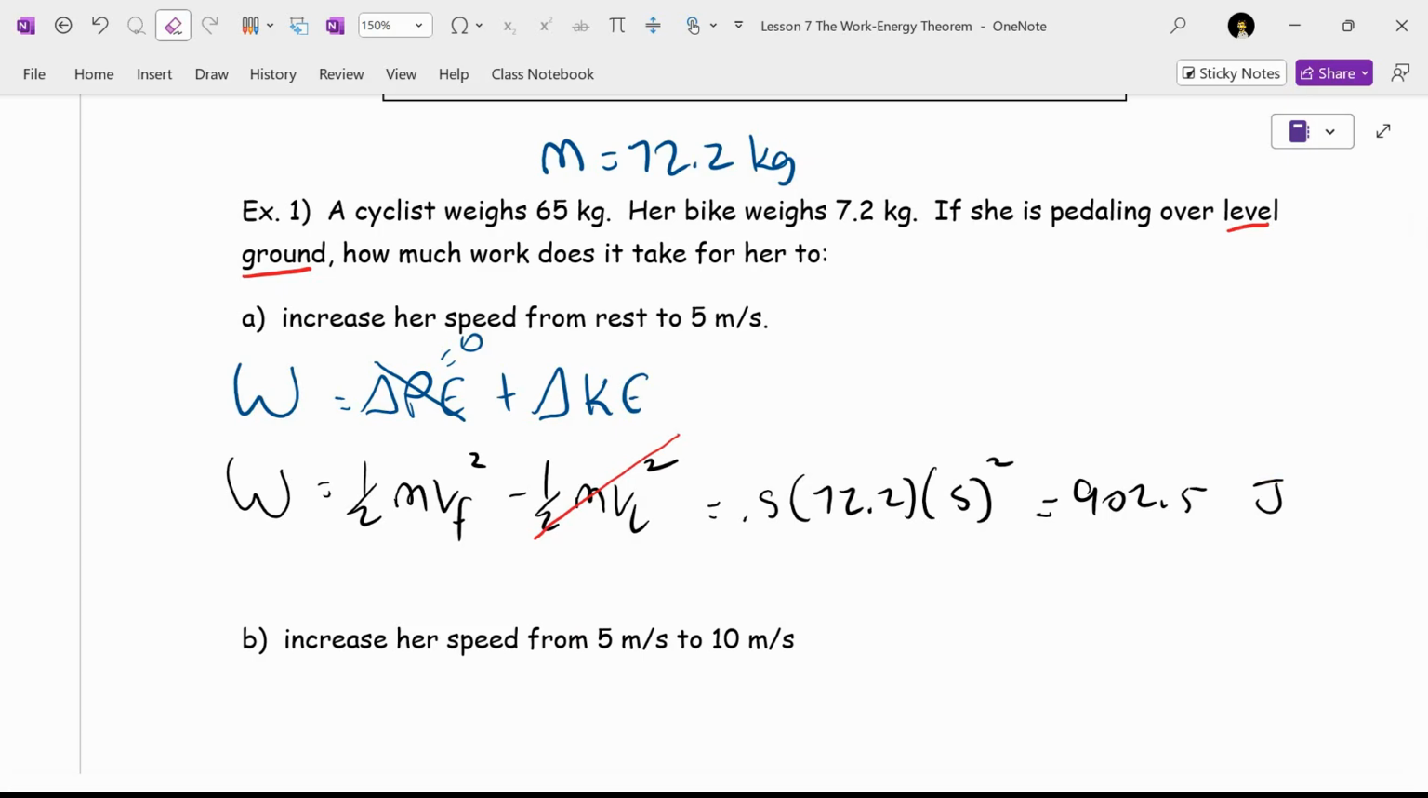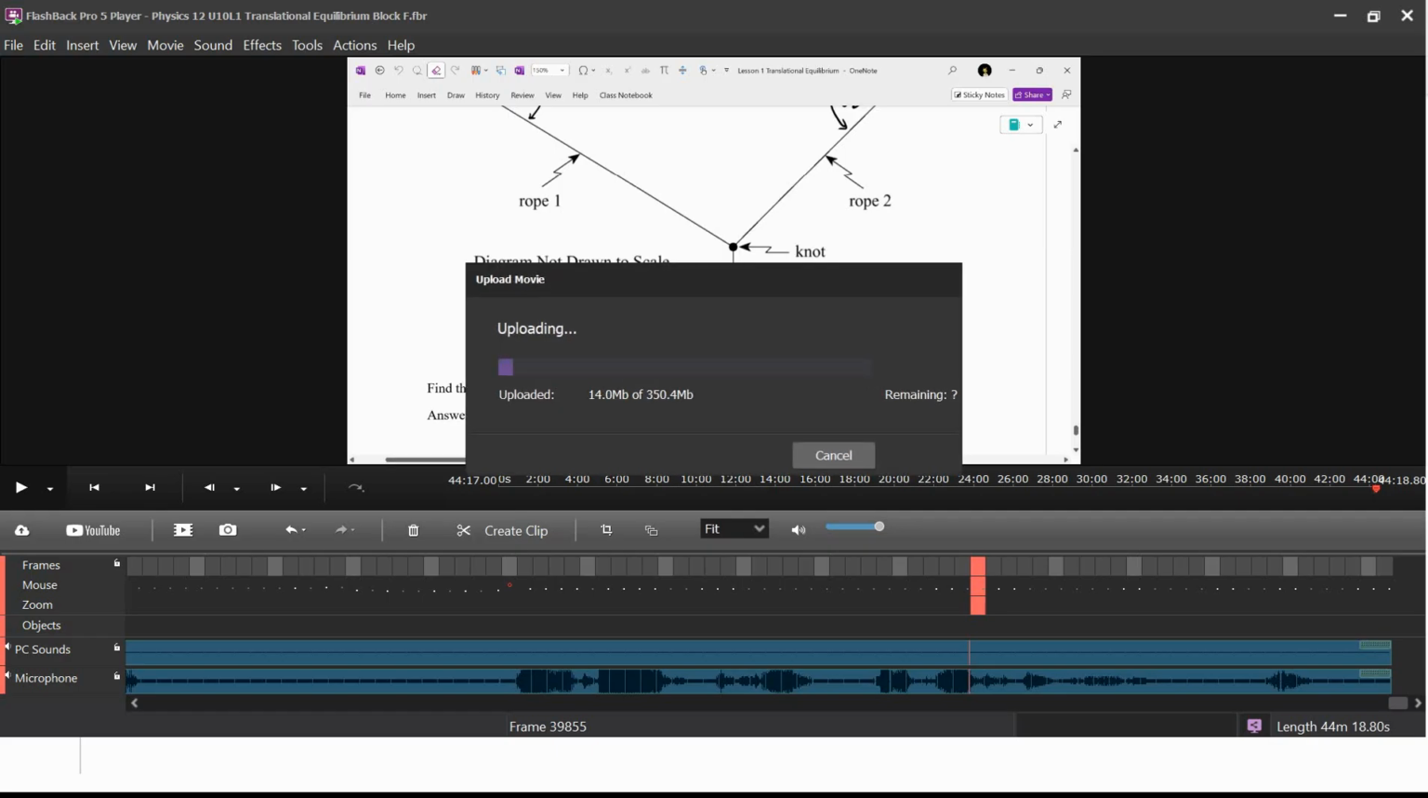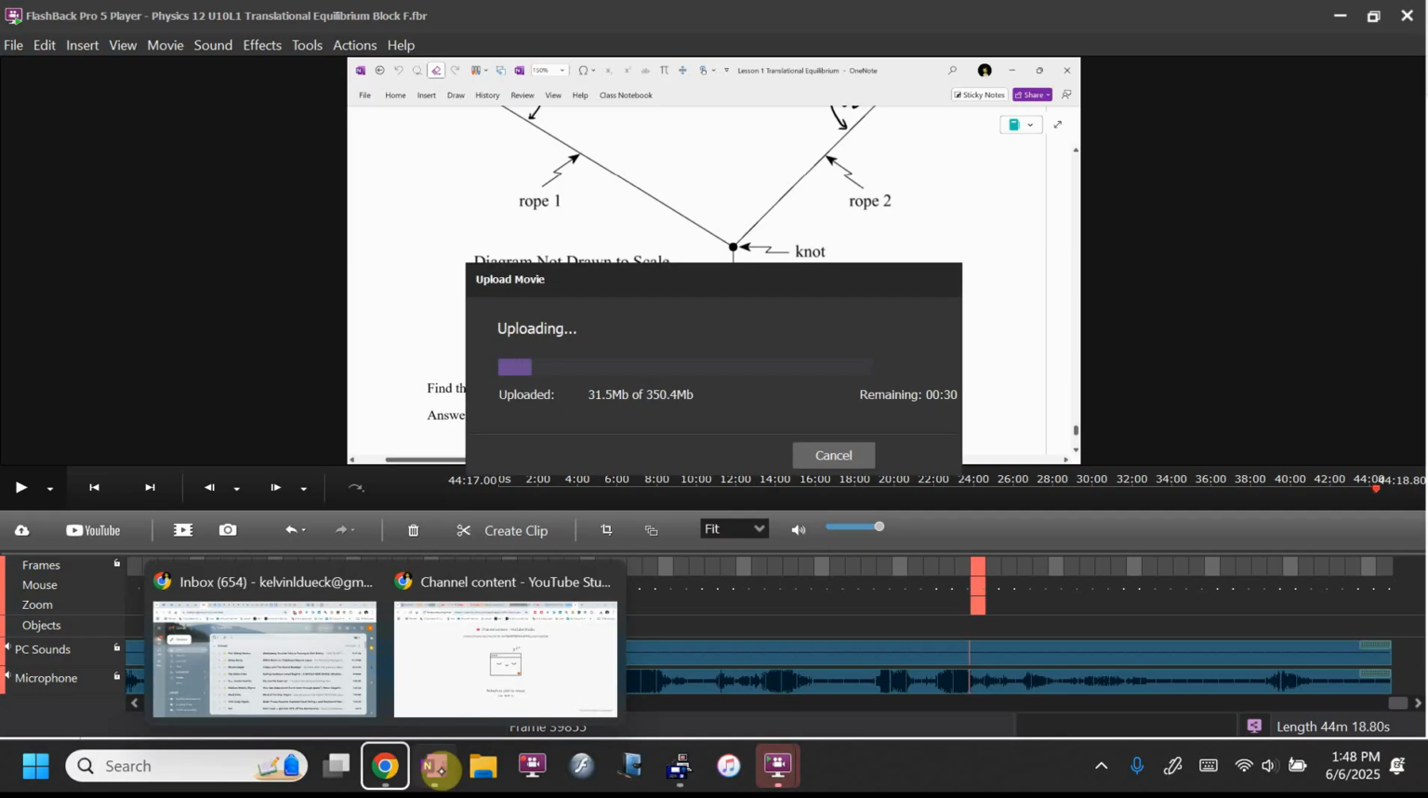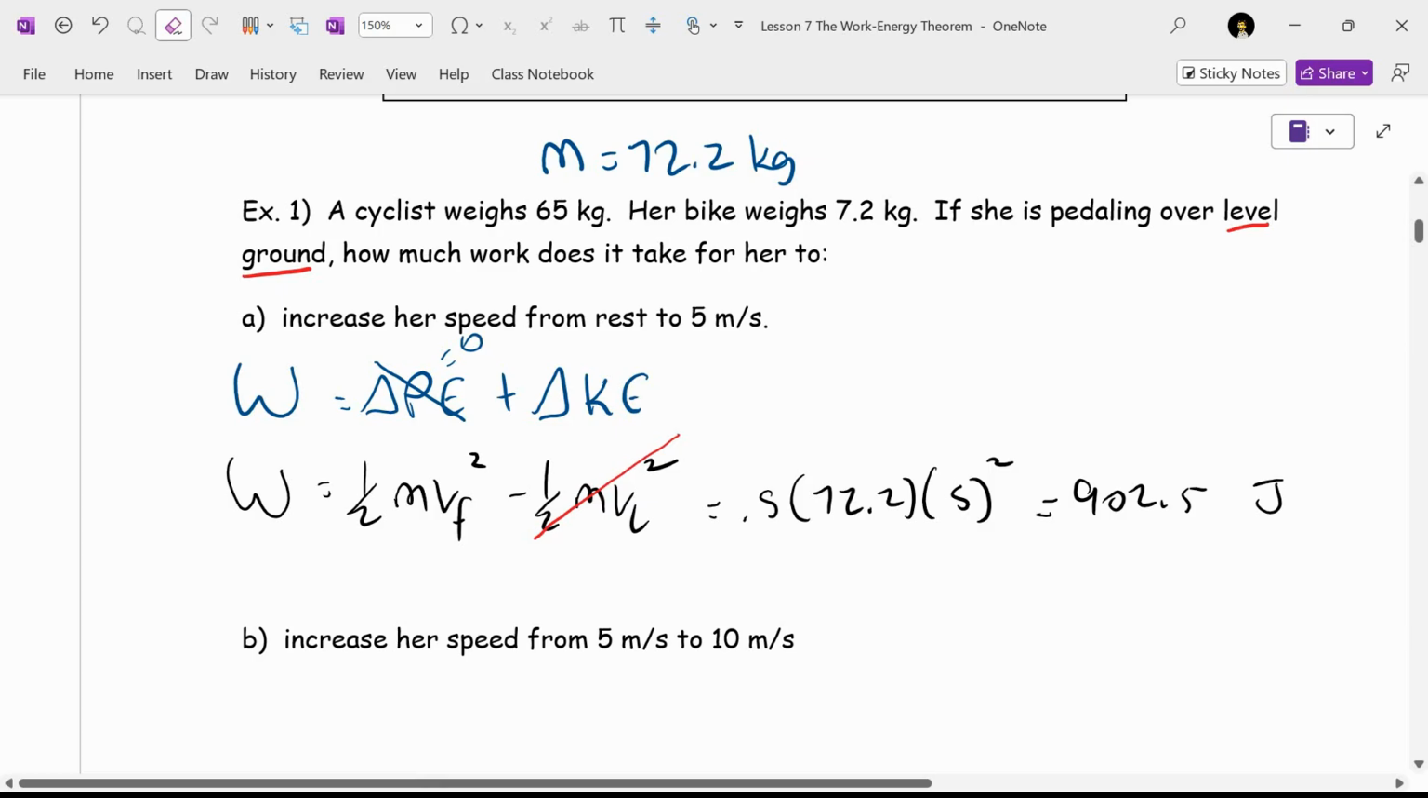Okay. By the way, going from 0 to 5, Allie, by how much did she increase her speed? 5 meters per second. Okay. In B, Allie, going from 5 to 10, by how much is she increasing her speed? Are we going to get the same answer as A because it's a 5 meter per second increase? This is where I told you that square dominates your life. We're not going to.